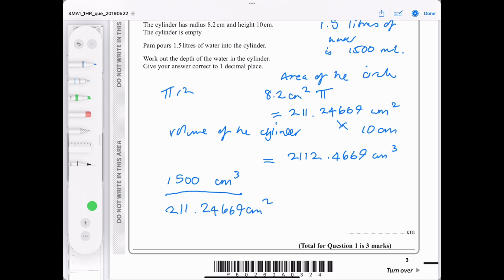So it's 1,500 divided by 211.24669 equals, so it's going to go to 7.1 centimetres. And that's neat and works.